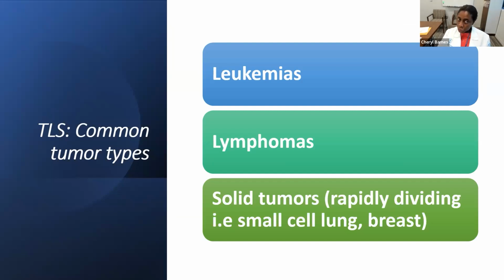What are the common tumor types that we see? So the leukemias, the lymphomas, and in the solid tumors, the bulky tumors, so small cell lung cancer and breast tumors are likely to cause tumor lysis syndrome.